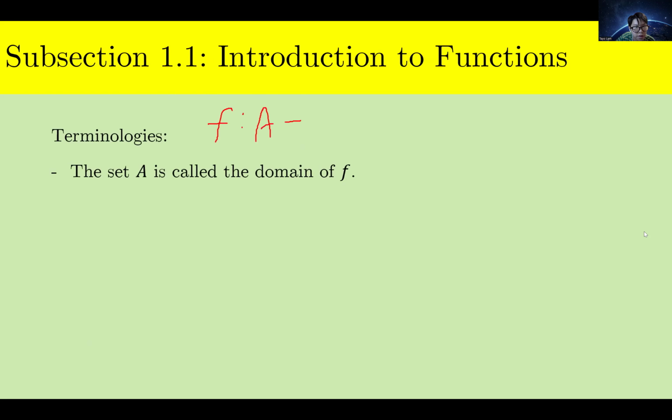So this is the domain of f, A, and B is the codomain of f, and it's different from range. The codomain can be larger than the range. If it's equal to the range, we'll call it surjective, but I'll talk about this later in the next subsection.